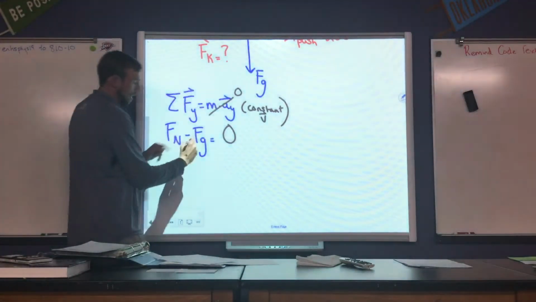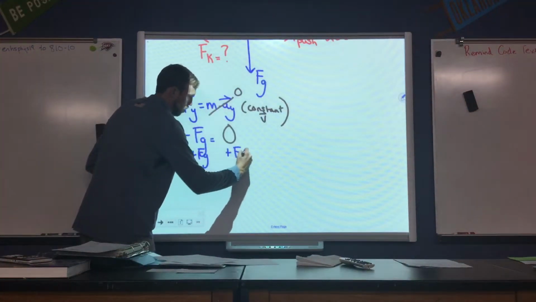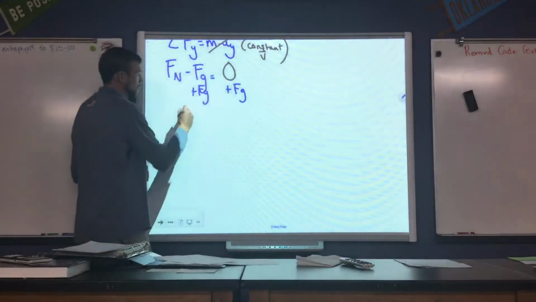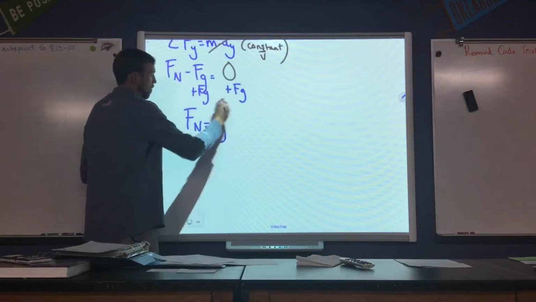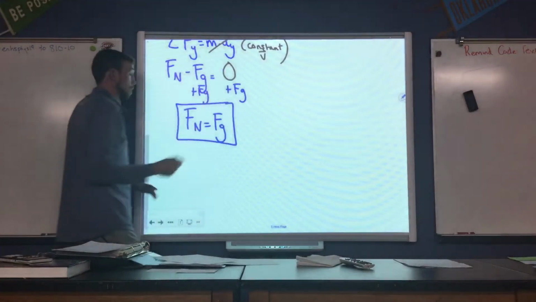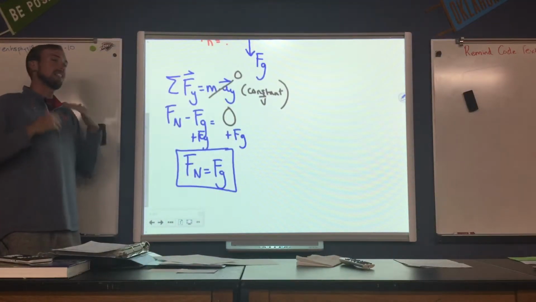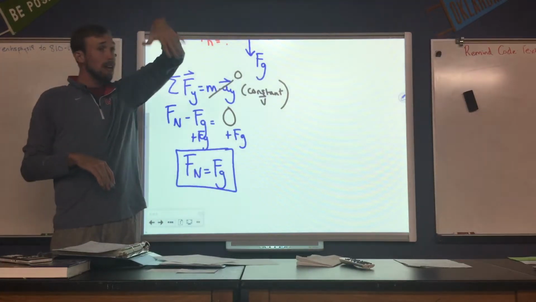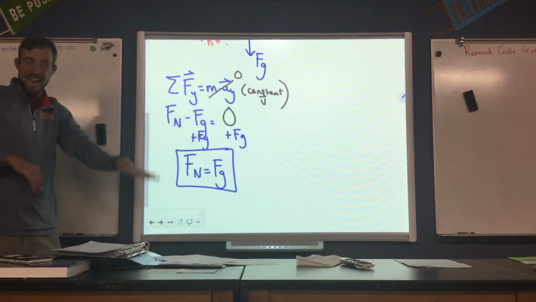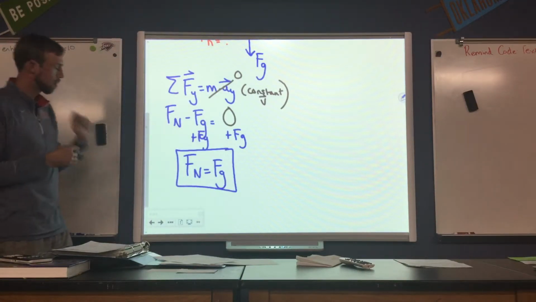I can then move Fg over. I can add this value to the other side of my equation. And now we have a relationship that looks like this. Our normal force is equal to our force of gravity. That won't always and forever be true, but it will be true here because our object is not accelerating vertically. It's not moving up and speeding up, and it's not moving down and speeding up, right? It's not accelerating in the y direction.